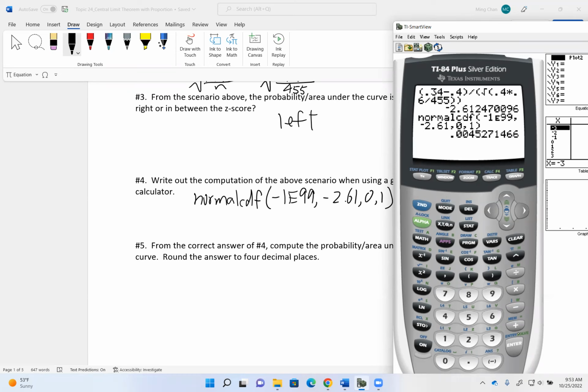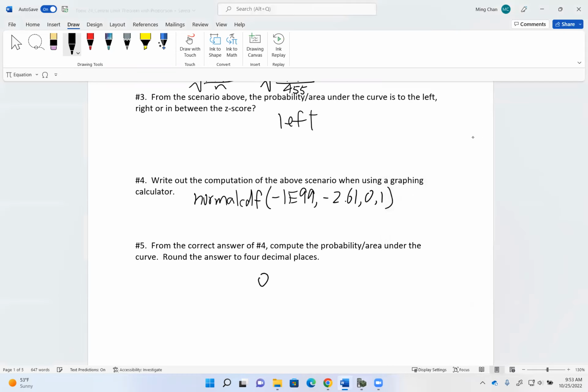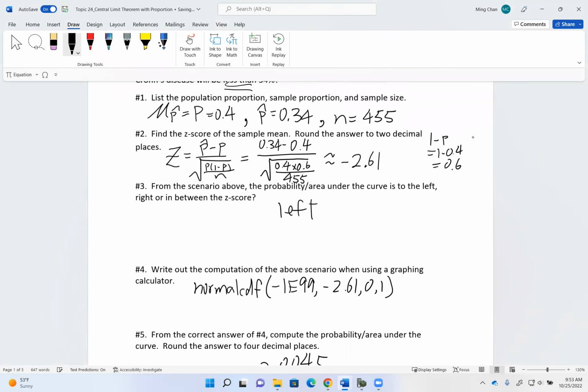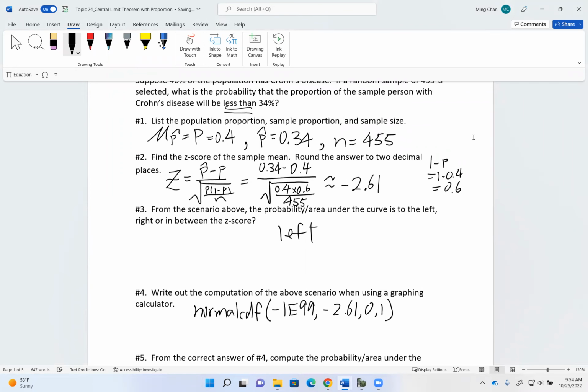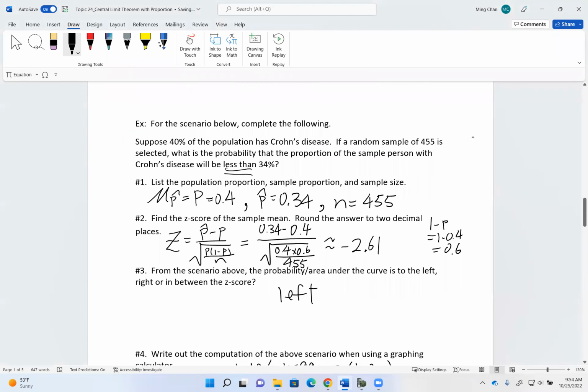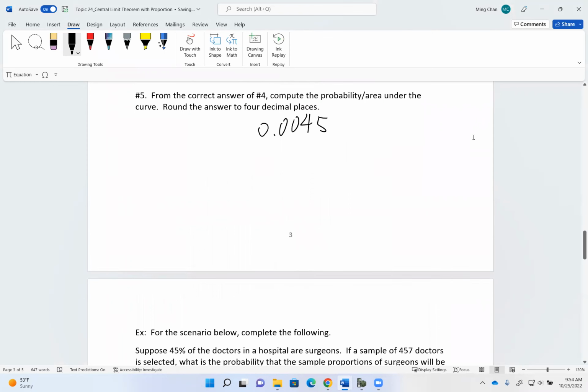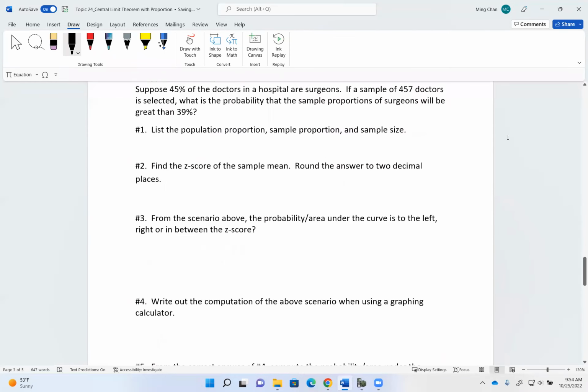The percentage is 0.0045. So out of the 455 sample we took, the probability that less than 34% will have Crohn's disease is not even half of a percent. 0.0045 is about 0.45%. Okay, let's try another one.